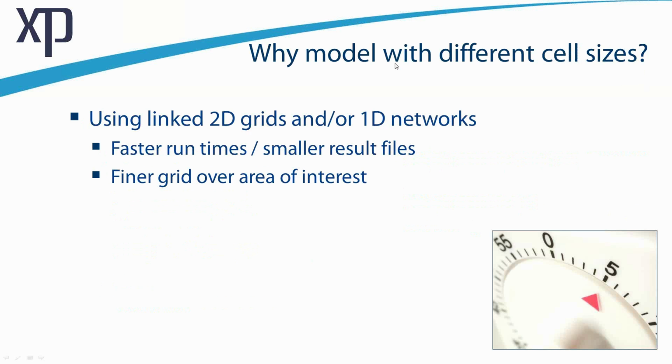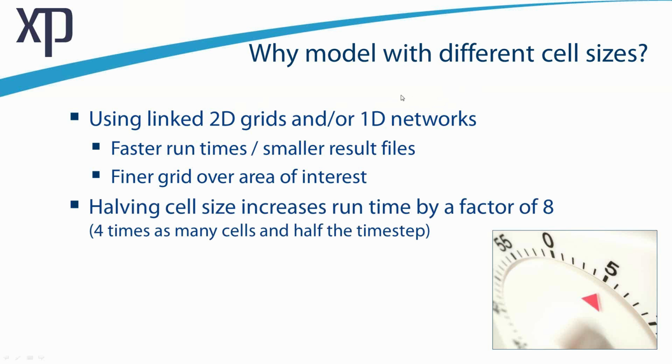So why model with different cell sizes? The key is this will give you a faster running model, and it will give you the ability to put a finer grid over the area of your interest. And this can be done by either using linking 2D grids and or using 1D networks to represent your in-bank areas.